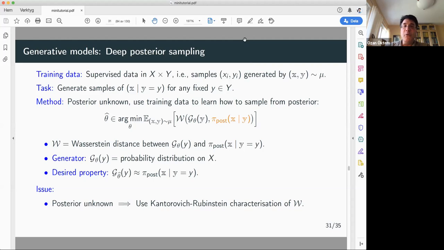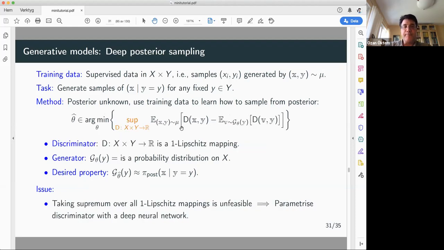So what do we do? Well, we pick a certain distance here, which is a cleverly picked one. It's the Wasserstein 1 distance, actually. And then we use the Kantorovich-Rubinstein characterization of that distance. And this allows us to reformulate this unfeasible method here as a minimax game. So this is a new formulation. We suddenly introduced this discriminator now, which is a mapping. So the posterior distribution is gone. It's replaced by a discriminator.